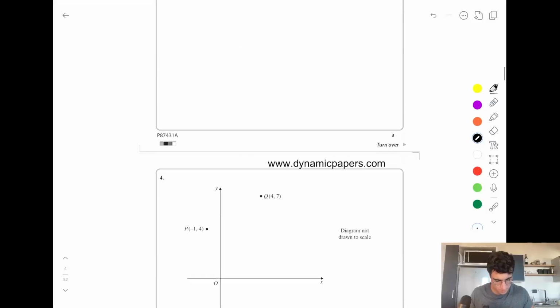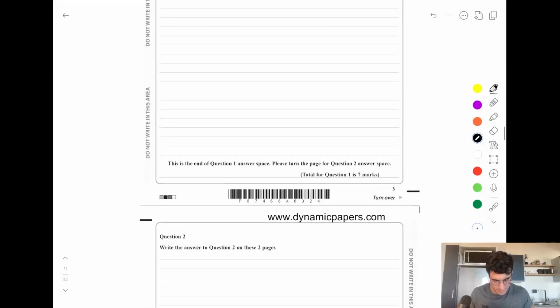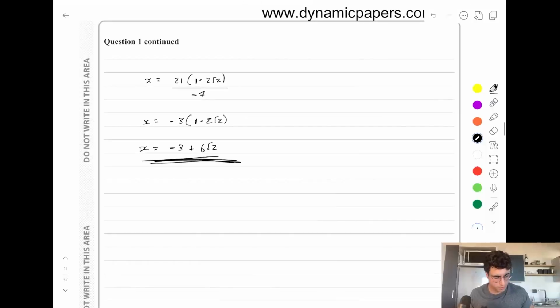Value of x, yeah, we're fine. So x is going to equal negative 3 plus 6 root 2 there. Alright guys, so as you can tell, that first question was actually pretty easy, okay?